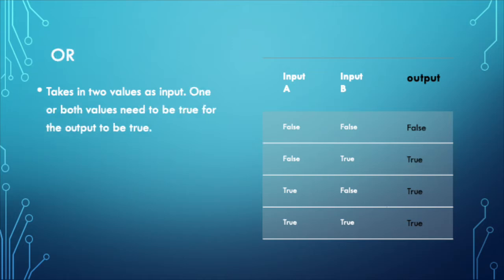And the final basic operator we use is an OR logic gate. This one also takes in two values as input, and one or both values need to be true for the output to be true. That's why it's called an OR gate. So A can be true for the output to be true, or B can be true for the output to be true. If both are false, the output is false. If both are true, the output is true. So it only needs one or both to be true for the output to be true.